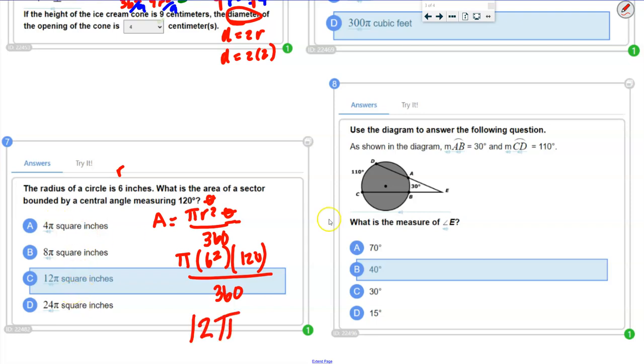Okay? All right, this next one says, as shown in the diagram, AB is 30, CD is 110. Find the measure of angle E. So it's asking us to find the measure of this angle. We're going to do outside arc minus inside arc divided by 2. And that's going to be 80 divided by 2. So the answer is 40 degrees.